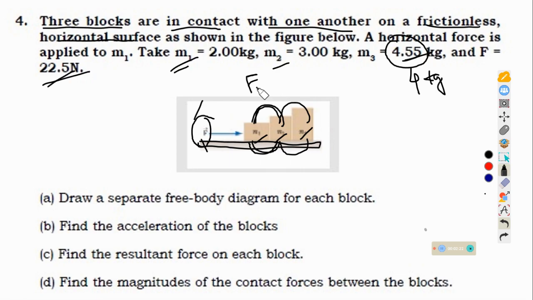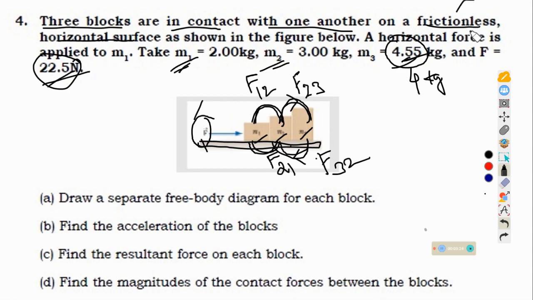Means the contact force applied by the first block on the second block, or the contact force applied by the second block on the first block, both act as an action-reaction pair and both values are equal. In the same way, the contact force applied by the second block on the third block in this direction is equal to the contact force applied by the third block on the second block in this direction. So F23 equals F32. Actually four contact forces are there, but as these two are equal and these two are equal, on the whole we can consider two contact forces. So one applied force, three blocks, four contact forces, means two pairs of contact forces are there. The applied force and the masses of three blocks they have given. Frictionless surface, so no need to consider friction.